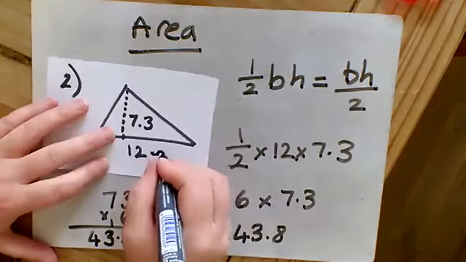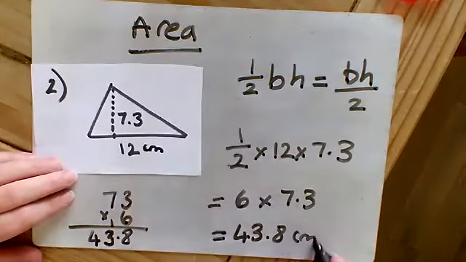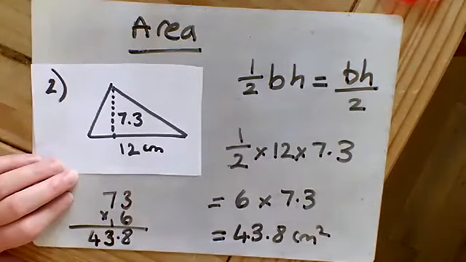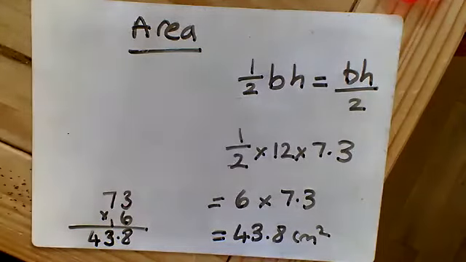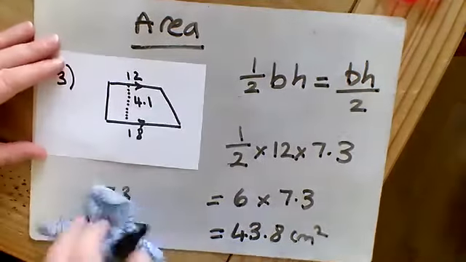Let's say these were all in centimetres. So it'll be centimetres squared. So that's our triangle, a half base times the height. The next one we're going to look at is a trapezium.